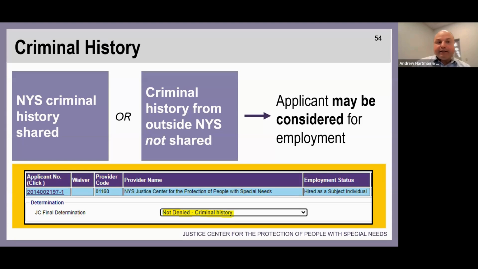You can ask the applicant, and if you continue to have some trouble with that question, you can have the applicant contact the Justice Center, and we would be happy to, in many cases, refresh their recollection. But when you get the not denied criminal history, the applicant may be considered for employment. This is a clearance. You can go ahead and hire them.